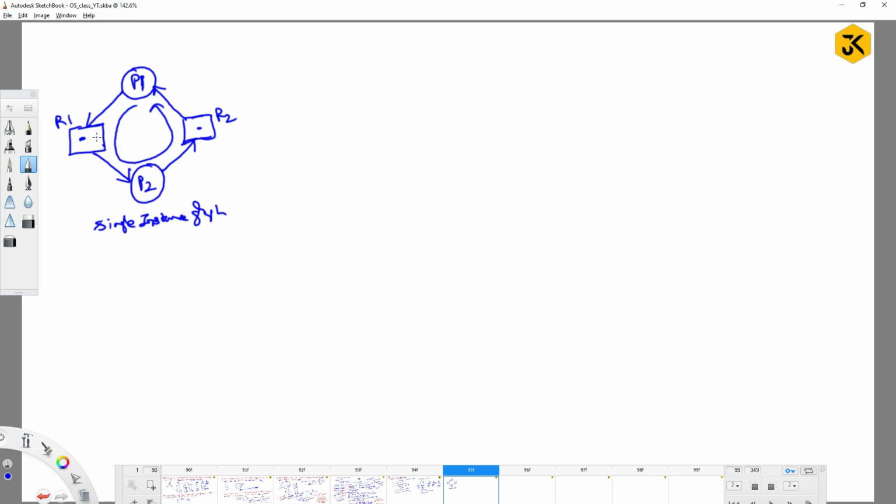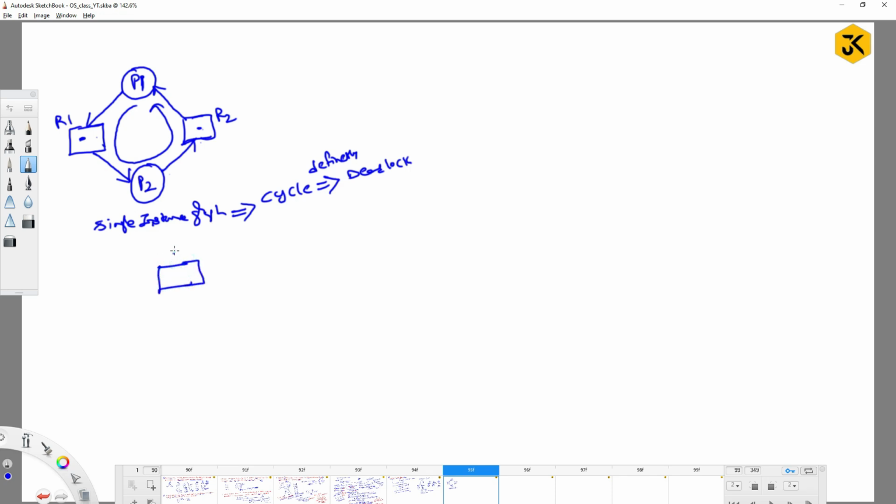P1 is requesting R1, but it is held by P2, and P2 is requesting R2, but it is held by P1. We can simply say it's a kind of deadlock, right? Which means that in single instance resource graphs, if there is a cycle, I can definitely say a deadlock existed.